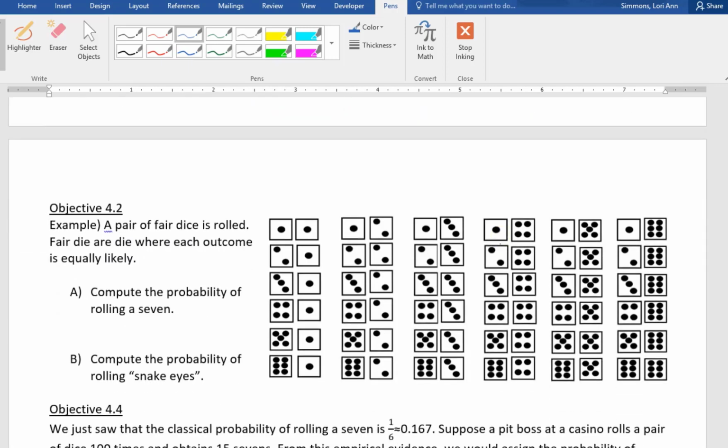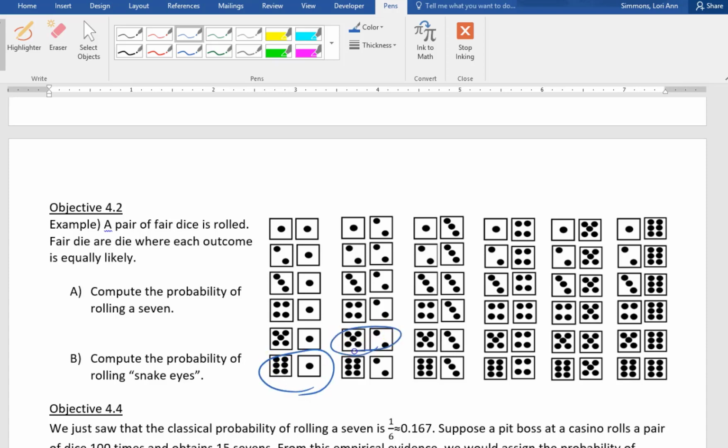Let's look at an example. A pair of fair dice is rolled. Fair dice are dice where each outcome is equally likely. So we're looking here at the sum. Compute the probability of rolling a sum of 7. So let's circle all the dice with a sum of 7.